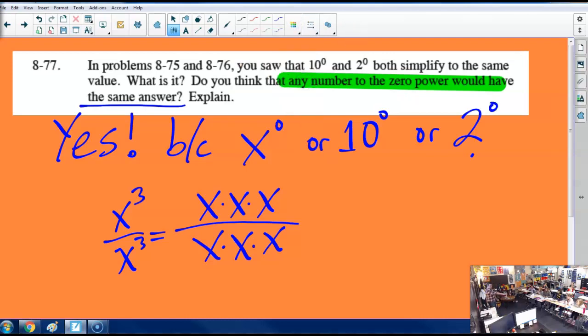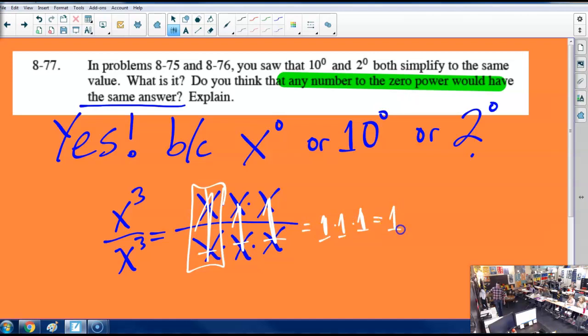So, are you with me on how x cubed over x cubed would expand to x times x times x over x times x times x? It's repeated multiplication. Are you with me on a number over itself reducing out to 1? And I will not say giant 1 because I know y'all have been upset. But then if that reduces to 1, and these reduce to 1, and these reduce to 1, it's actually 1 times 1 times 1, which is 1.